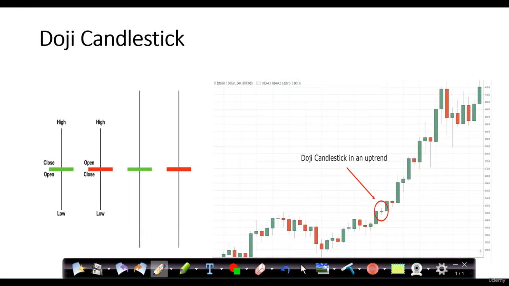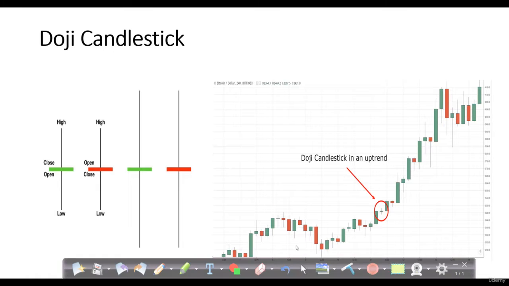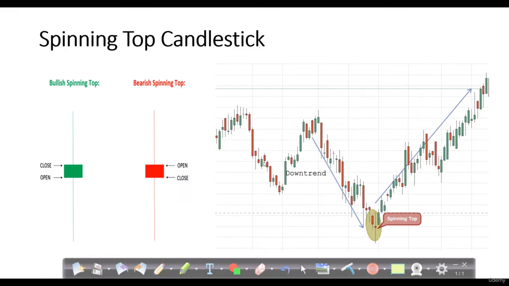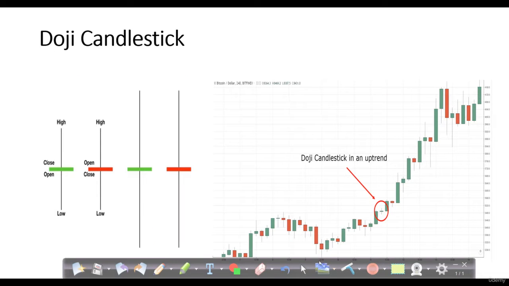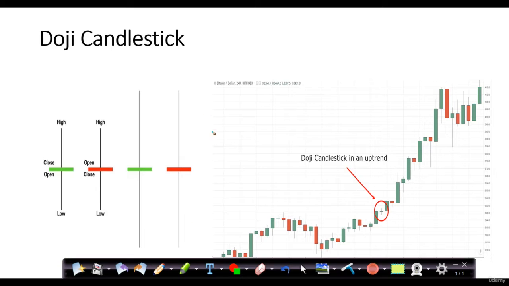In this video, we are going to discuss the Doji candlestick. A Doji candlestick looks like this. Most people confuse the Doji candlestick with the spinning top candlestick. Let me show you the spinning top once again. This one is the spinning top candlestick and this one is a Doji candlestick, but both look the same.